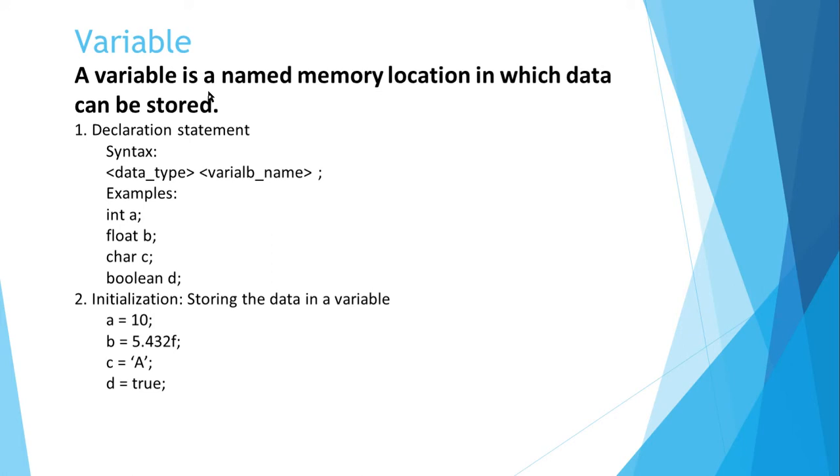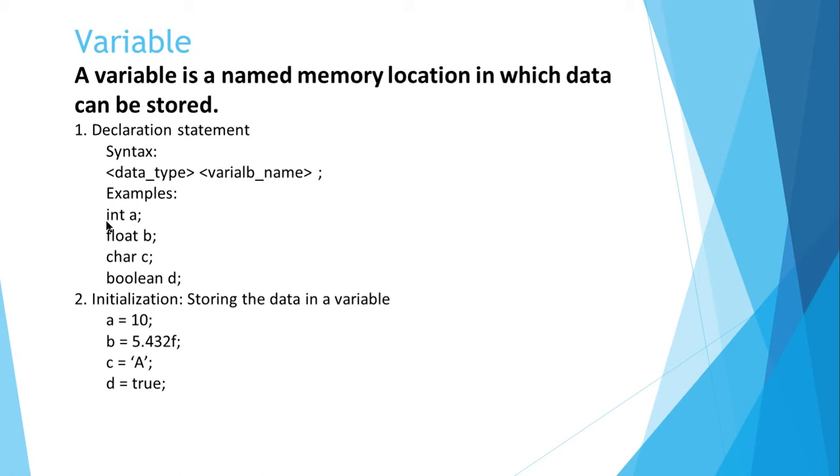Let us see what is in a variable. A variable is a named memory location in which data can be stored. We have written so many codes and we know that int a, where a is the variable name, and float b, where b is the variable name and the data type is float. This is how we give a data type, and this is how it can be initialized.